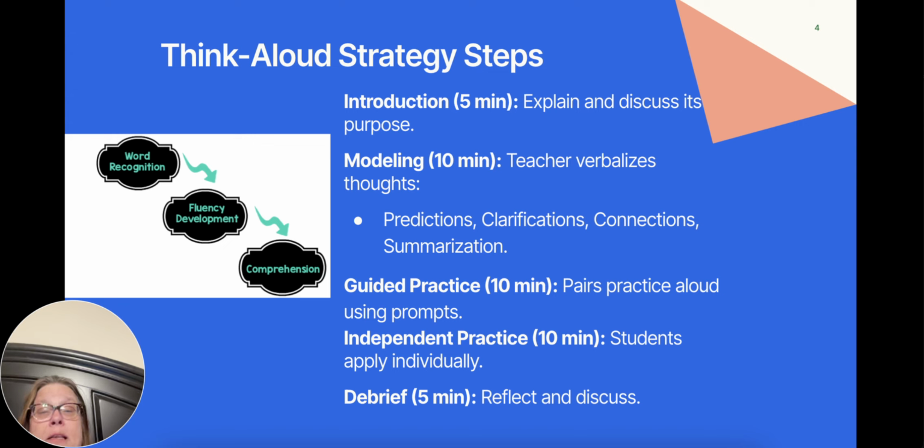Then we're going to do guided practice for about 10-15 minutes. And in this, the students are going to work in pairs to practice the Think Aloud with prompts or sentence stems. And then spend another 10-15 minutes doing independent practice where the students apply their strategy on their own, either by verbalizing or writing out their thoughts. Then we're going to all come back up, wrap up with a debrief for about 5 minutes where we can reflect and discuss how the technique is helping with other reading tasks.